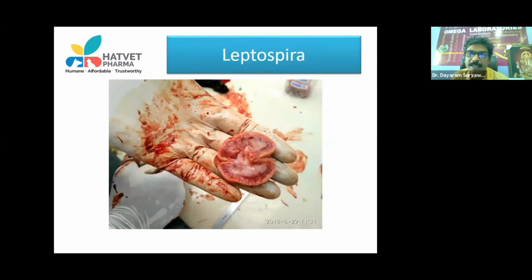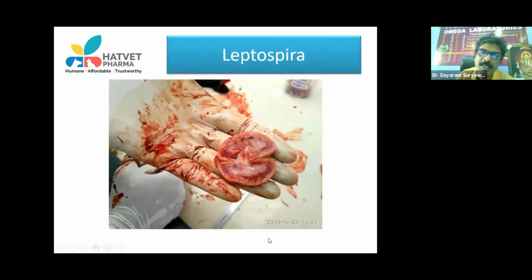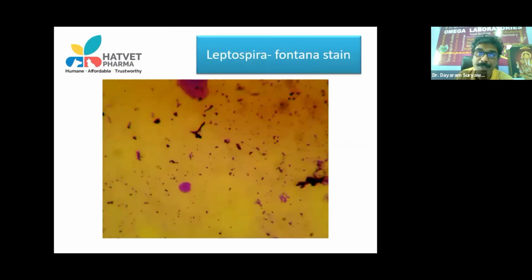Then some of the conditions like leptospirosis, where kidneys are mostly affected by the leptospira. You can see with the Fontana stain, we can go for the demonstration of the leptospiral organism. Here, no doubt, these are the fragments of the leptospira. One or two fragments of the leptospiral organism can be demonstrated. Just take an impression smear from the kidney tissues and stain with the Fontana stain. And if the animal is alive, we can take the urine sediment and go for the Fontana stain. We are able to identify the different structures of the leptospira organism.